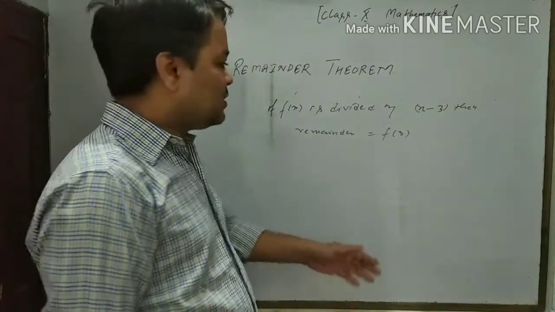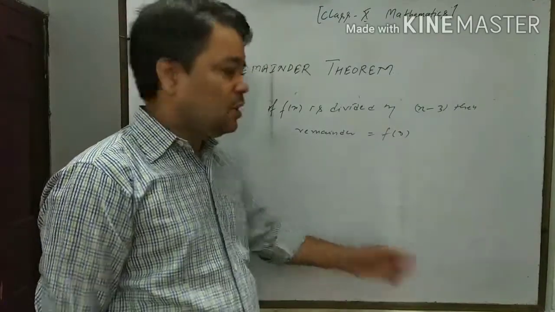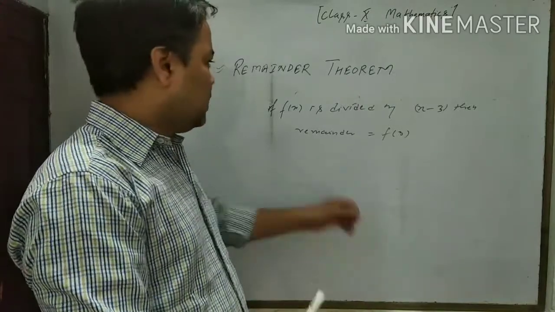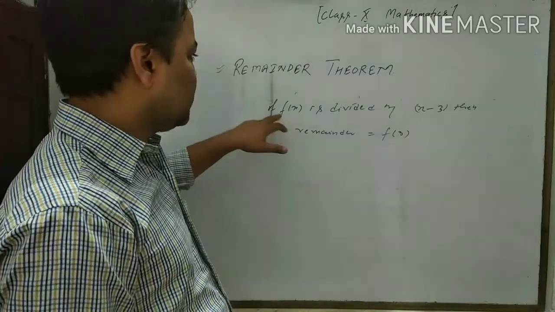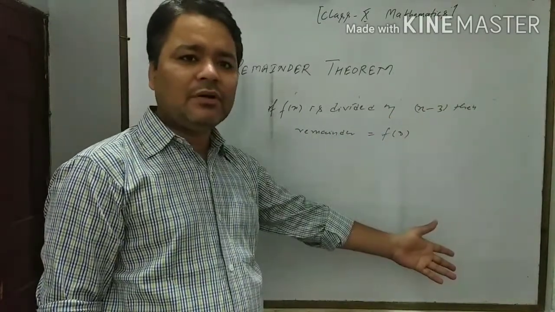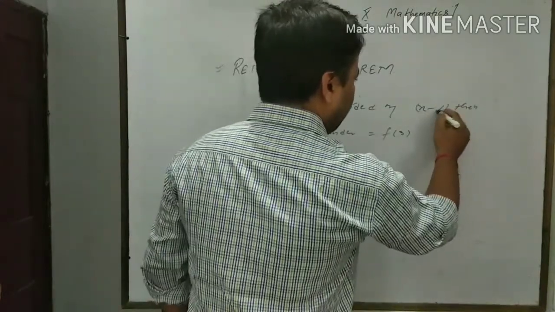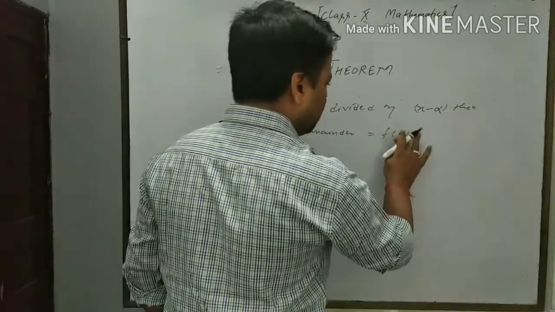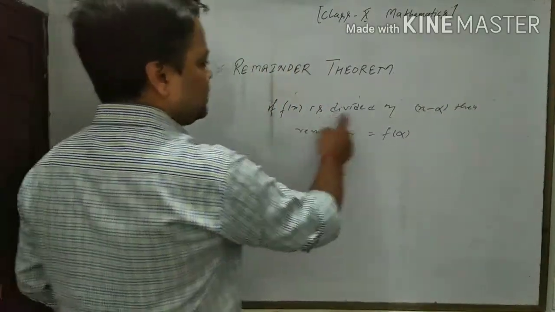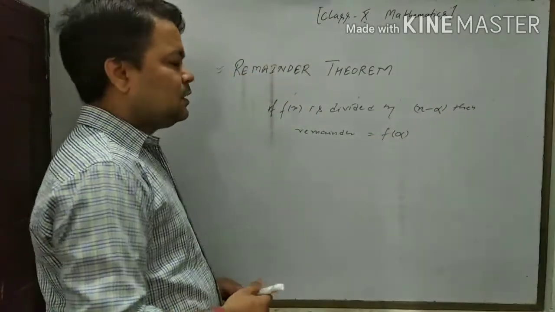We saw that when f(x) was divided by x minus 3, the remainder was minus 4, and the value of the polynomial at x equal to 3 is also minus 4. In this way, we include both topics and conclude that if f(x) is divided by x minus 3, then the remainder is f(3). Similarly, if we write x minus alpha, then the remainder is f(alpha). So if f(x) is divided by x minus alpha, then the remainder is equal to f(alpha).